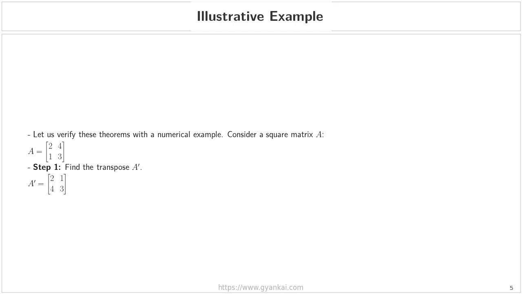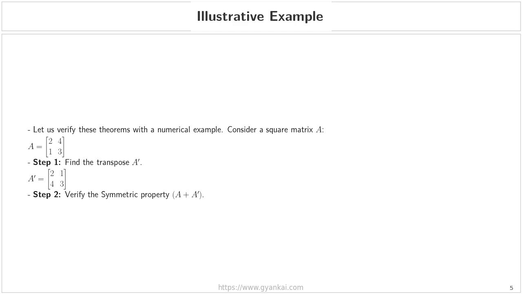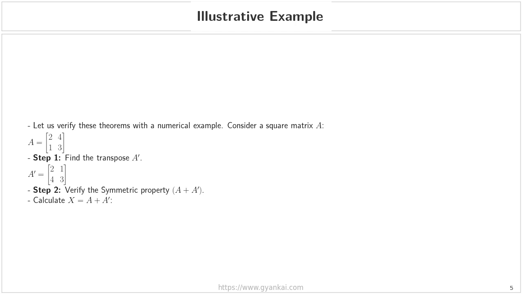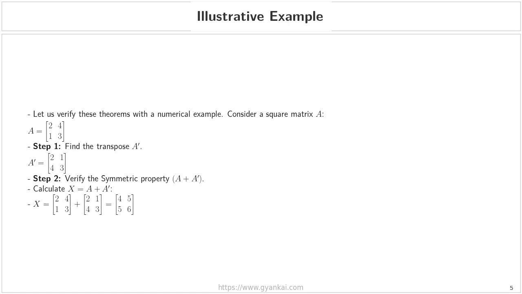Now, in step 2, we will verify the first theorem, that the sum of a matrix and its transpose is always symmetric. Let us define a new matrix, X, as the sum of A and A transpose. By adding the corresponding elements, 2 plus 2 gives us 4, 4 plus 1 gives us 5, 1 plus 4 gives us 5, and 3 plus 3 gives us 6. Thus, matrix X is a 2x2 matrix with the first row 4 and 5, and the second row 5 and 6.